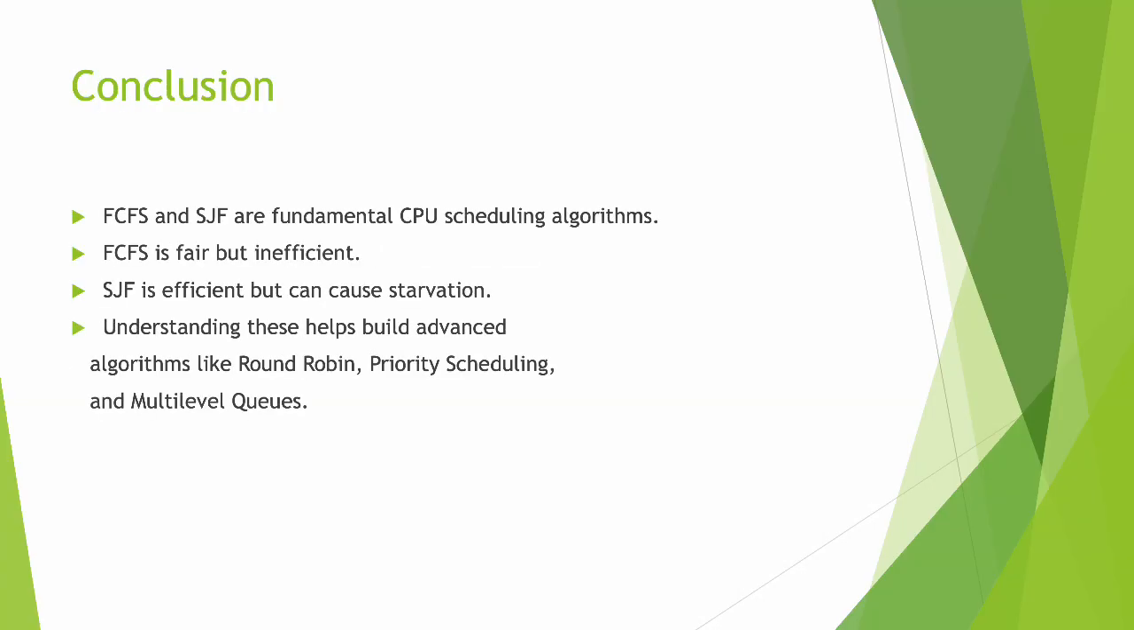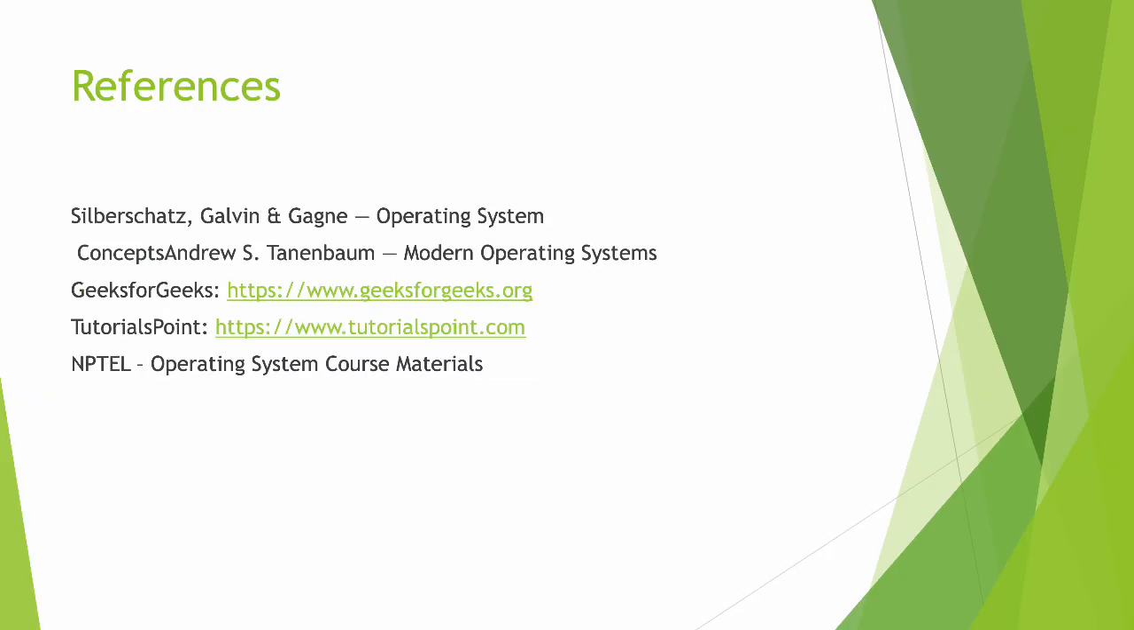To conclude, FCFS and SJF are foundational algorithms in CPU scheduling. FCFS is simple and fair but often inefficient. SJF is highly efficient in minimizing waiting time but is impractical for many real-world systems and carries the risk of starvation. Understanding the mechanics and trade-offs of these two basic algorithms is essential, as they form the building blocks for more advanced and practical scheduling algorithms like round robin and priority scheduling.